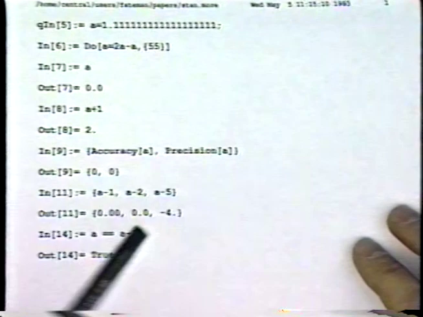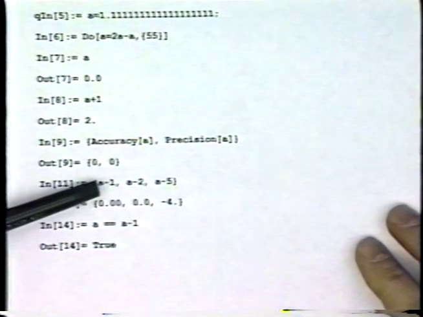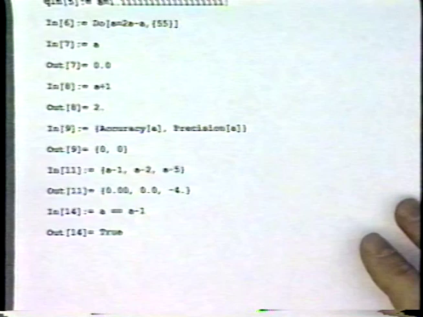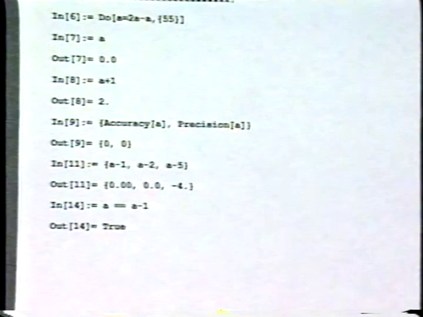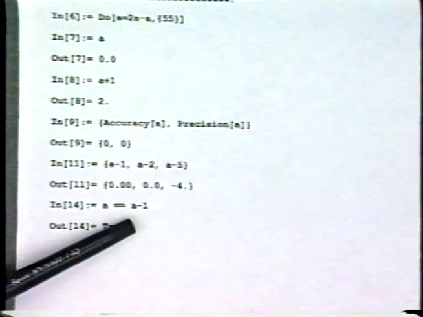Let's compute a few numbers. What's A minus 1, A minus 2, A minus 5? A minus 1 is 0. A minus 2 is 0. It's a slightly different 0. It only has, this is 0.00, this is 0.0. And A minus 5 is minus 4. You say, well, okay, I give up. Is A the same as A minus 1? It is.